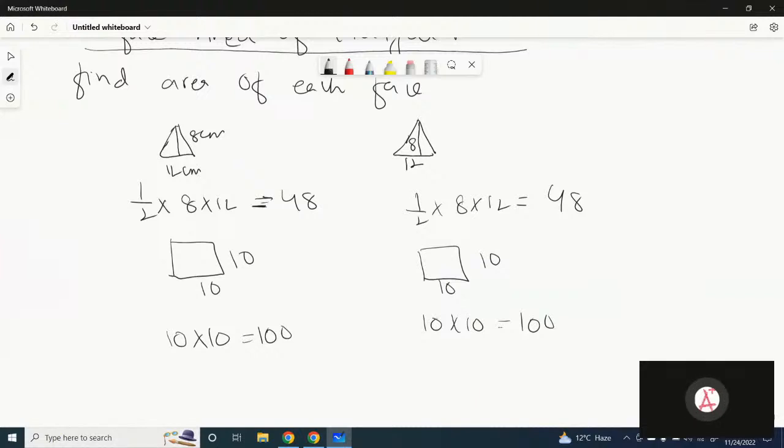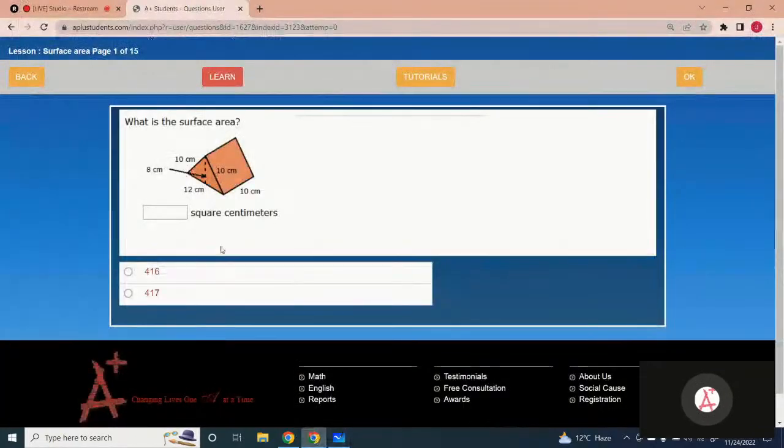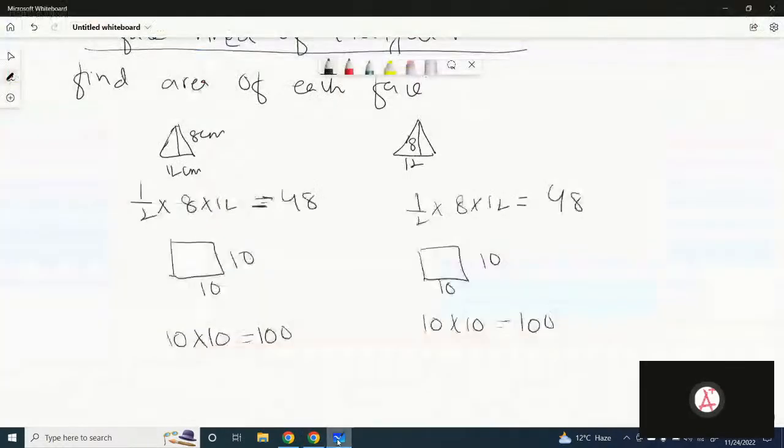Now you have to find the area of the base. The base has the dimensions 12 and 10. It is a rectangular shape, so the area is length times width. It would be 120.